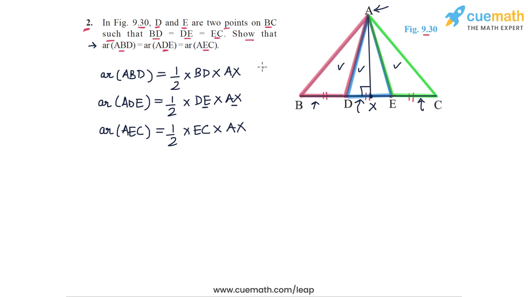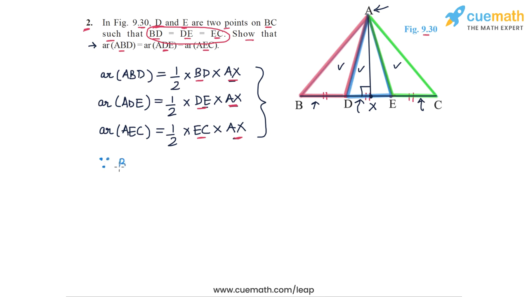So the key idea behind writing these three area expressions is that the altitude from A is the same for all the three triangles. Now the thing is that we already know, we are given that BD, DE and EC are equal. This is given to us in the problem statement, and the other part of the area expressions is the same for all three areas, AX, AX, AX. So from this we can claim that the three areas are equal.